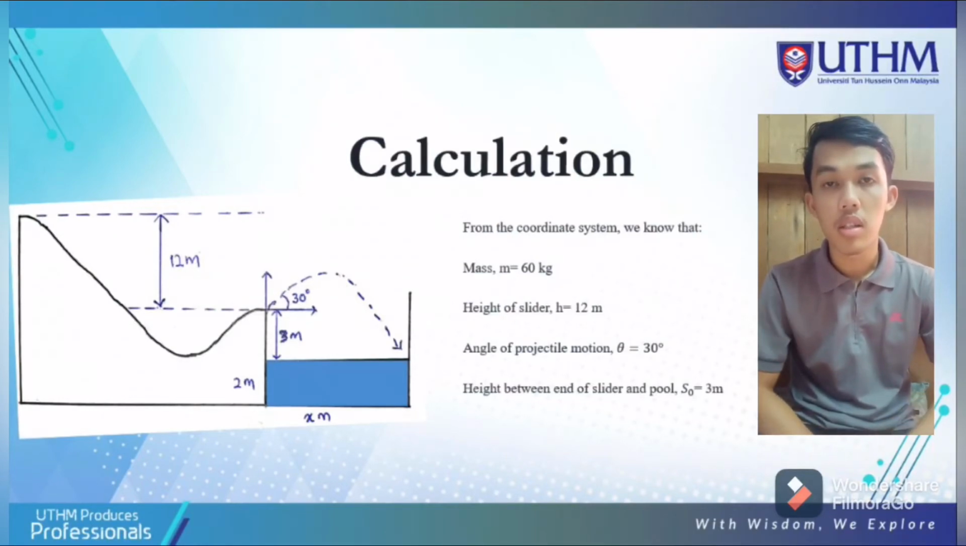From the coordinate system, we know that the mass is 60 kg, the height of the slider is 12 meters, the angle of projectile motion is 30 degrees, and the height between the end of the slider and the pool is 3 meters.